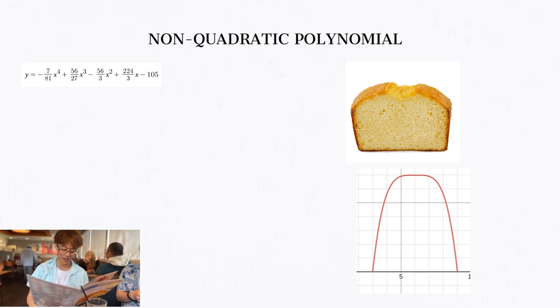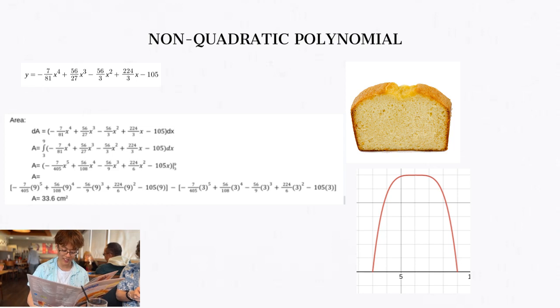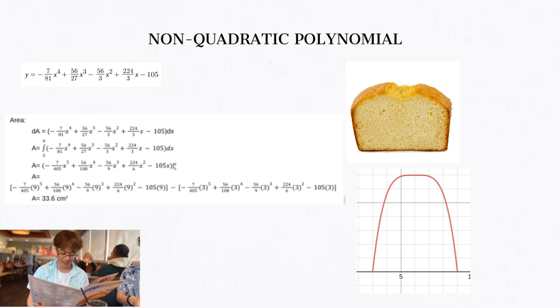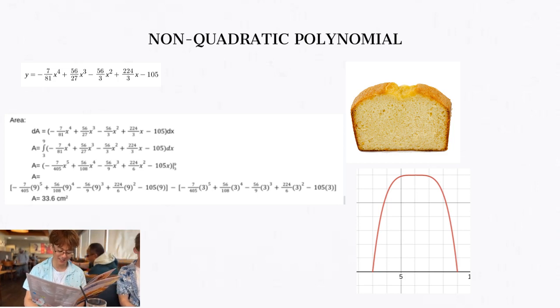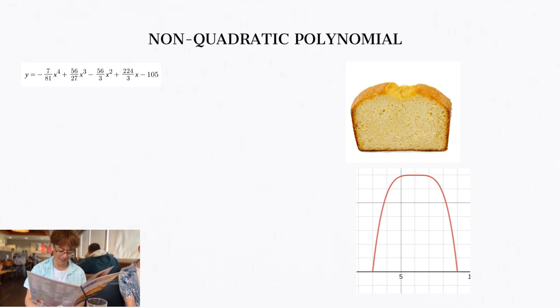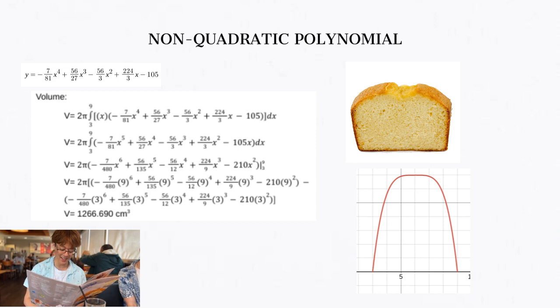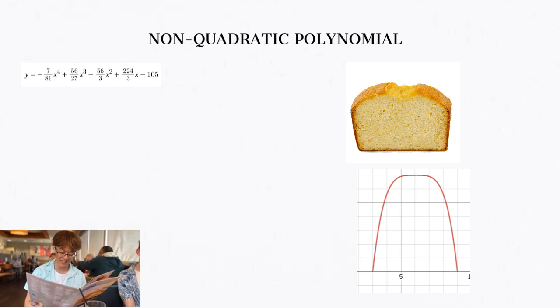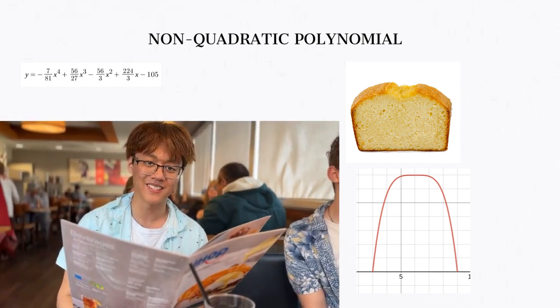Using this formula, we can find the area of the cross-section of cake by finding the definite integral from 3 to 9, which is equal to 33.6 square centimeters. We can also find the volume of the total cake using the shell method. It equals 1,266.690 cubic centimeters. Obviously, this cake would be the best fit for the menu.